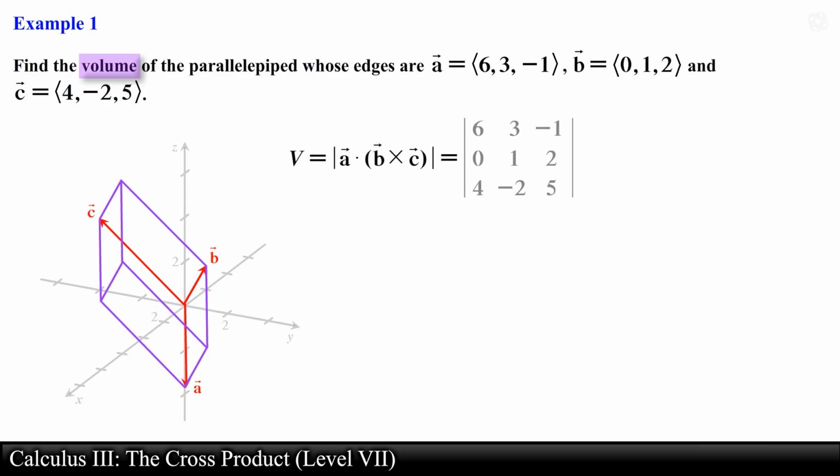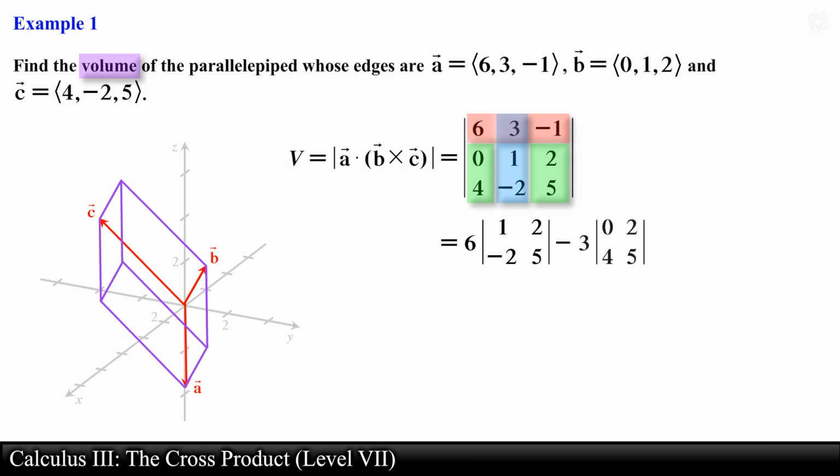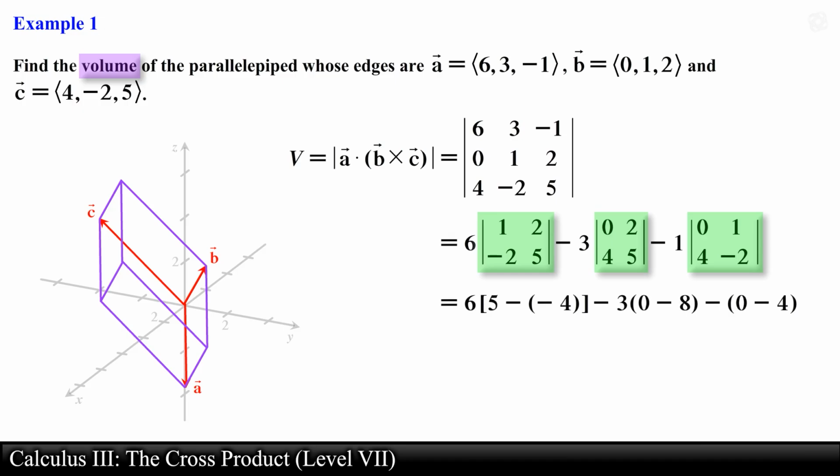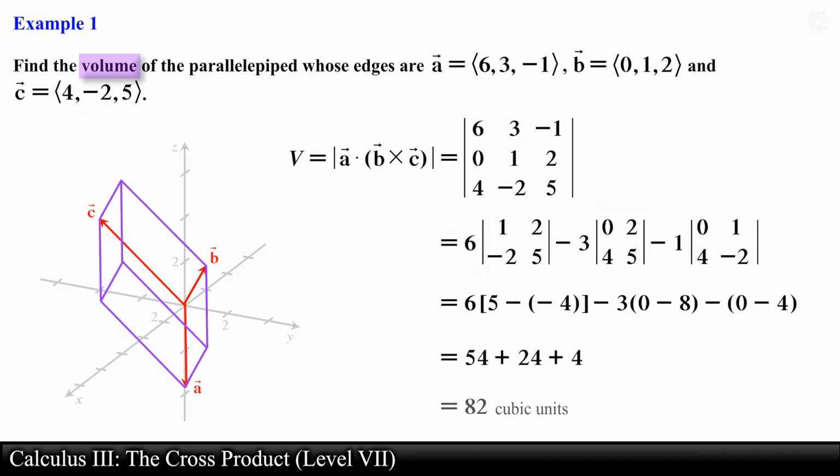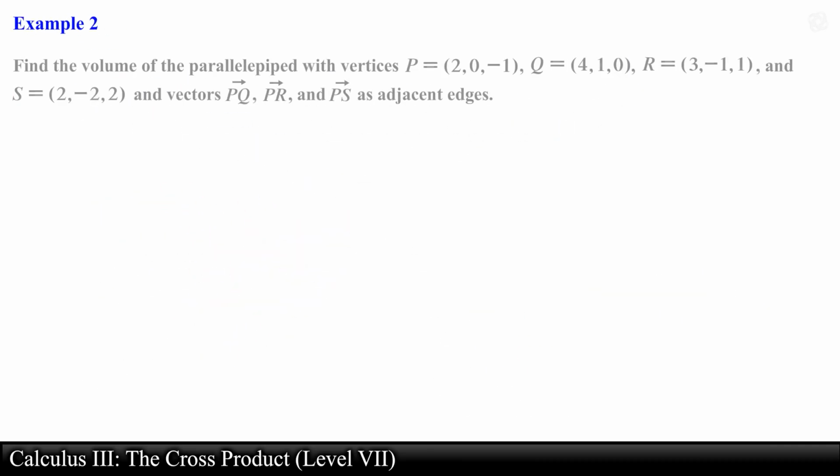So let's write the scalar triple product in determinant form as follows. Next, let's go ahead and find the minors by expanding row 1. We then find the determinant of each 2x2 matrix and simplify. Doing that, we obtain the final answer equal to 82 cubic units. Alright, let's go over the next example.